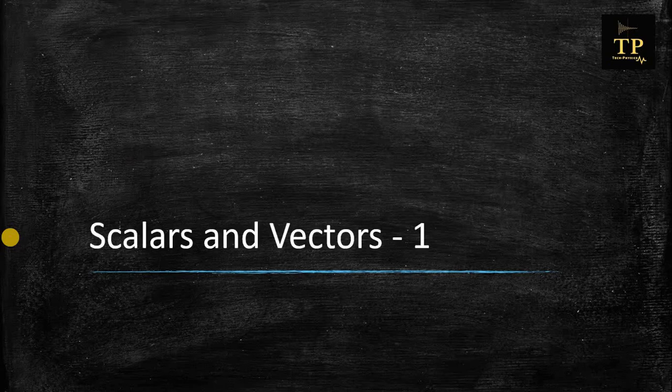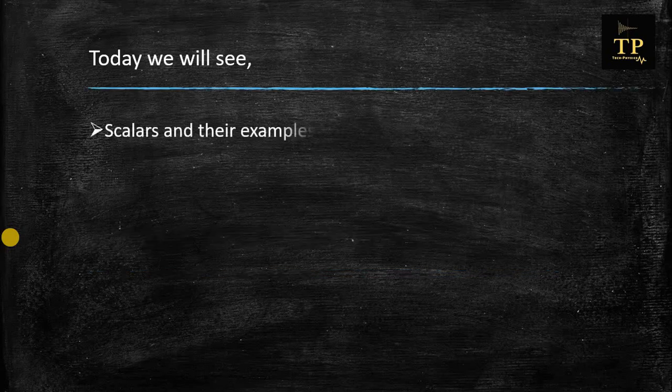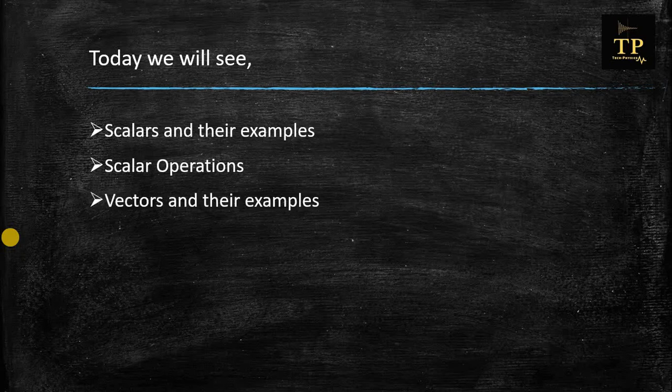So today we are going to start a new lecture series on scalars and vectors. Today we are going to see scalars and their examples, scalar operations, vectors and their examples, and some properties of vectors. As vector is a very new topic for us, we'll study the properties of vectors too. So let us start with our today's lecture.